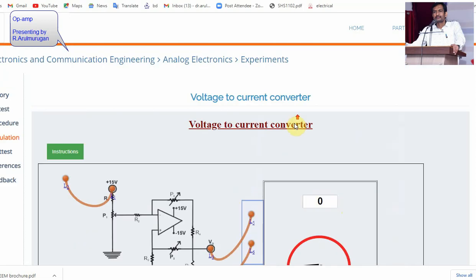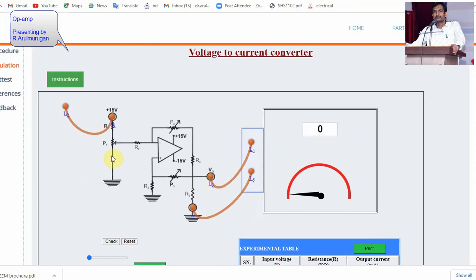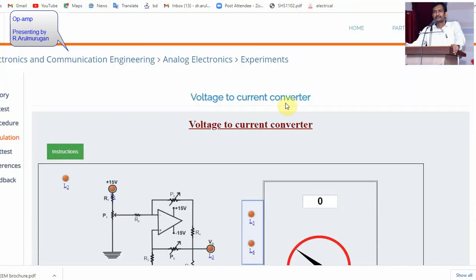The next one we go with is voltage to current converters. I need to convert voltage to current signals with the help of operational amplifiers. So why do I want to convert voltage signals to current signals? I want to pass the signal over a long distance. If I pass it as voltage, my signal will drop. That's why I convert it to current signal and then it travels through the copper cable.